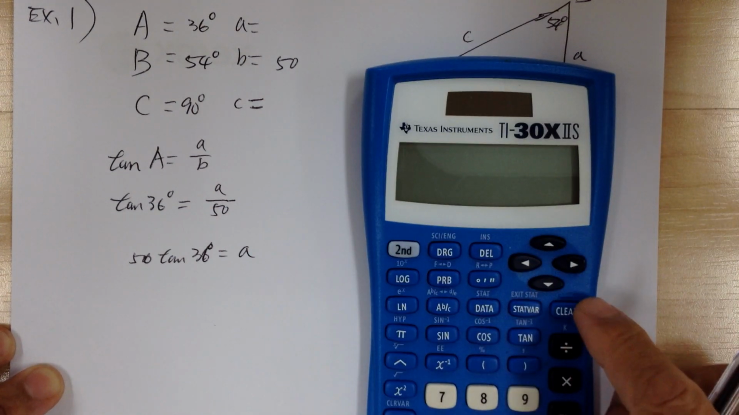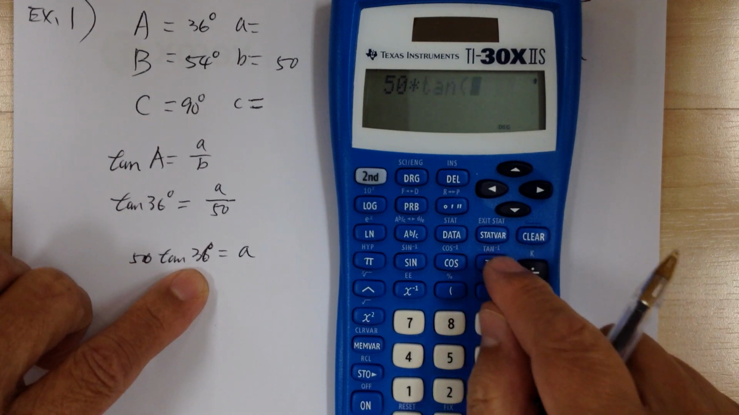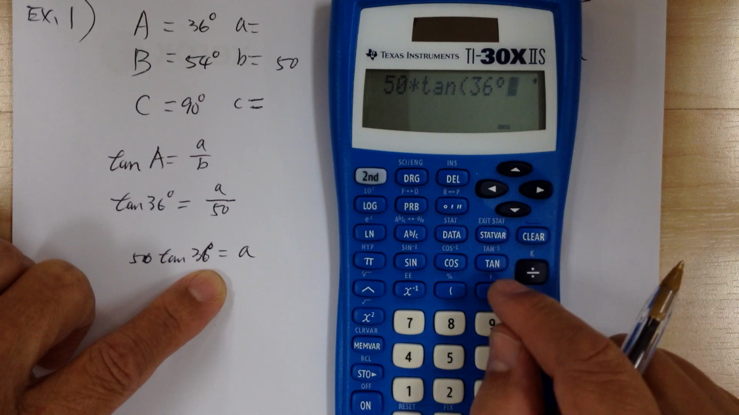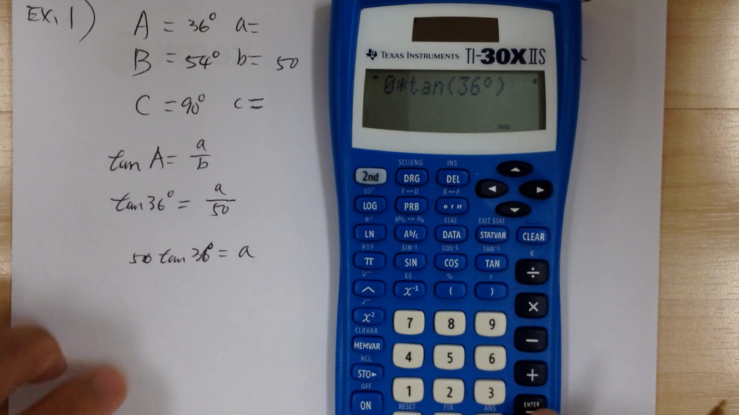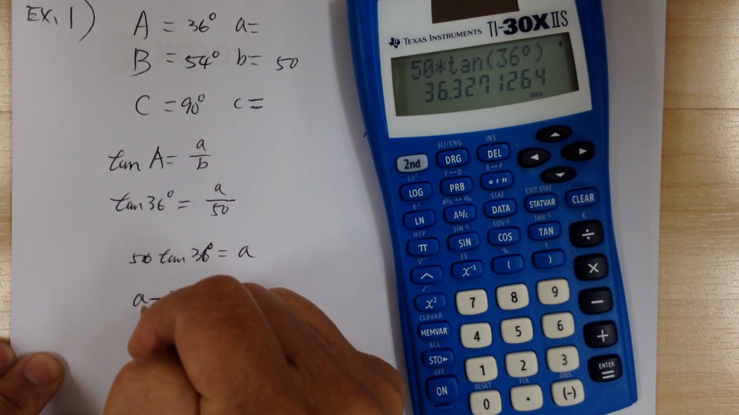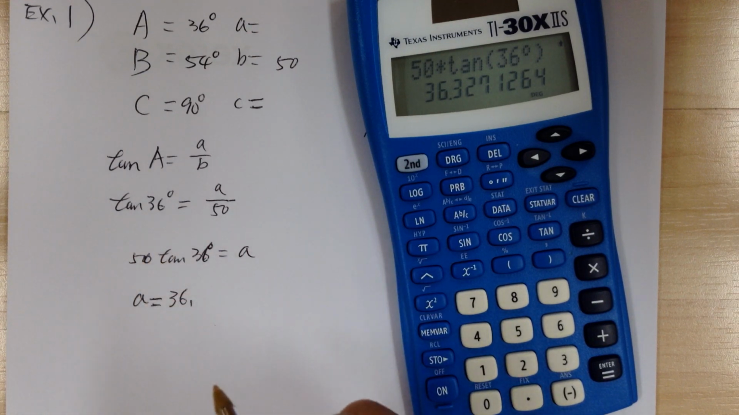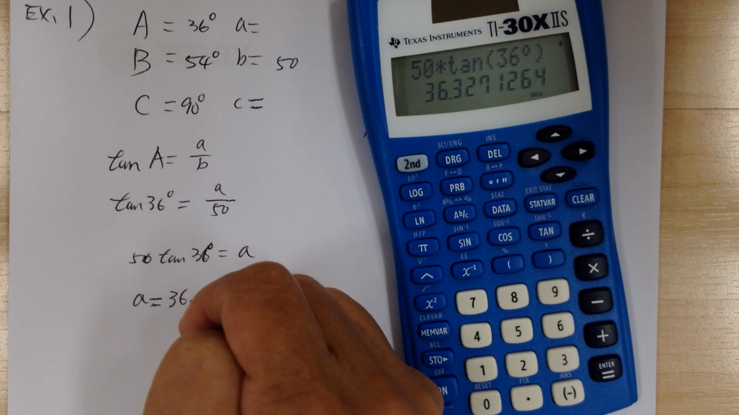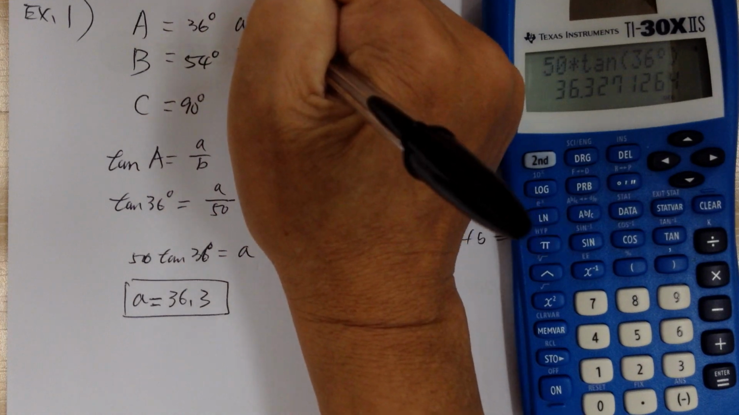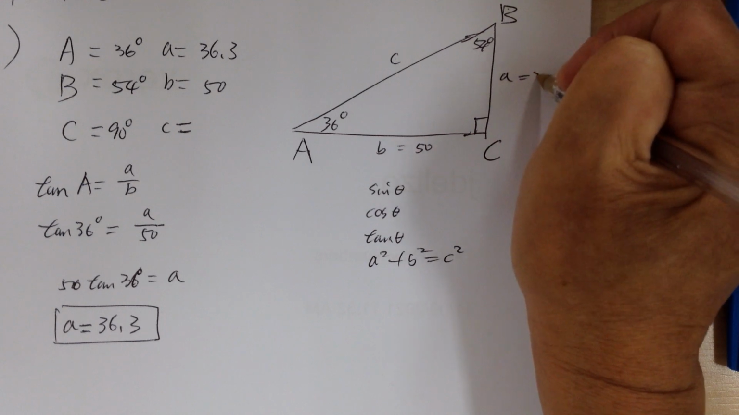So get your calculator, and you go 50 times tangent 36 degrees. Make sure you close out your parentheses and push equal. So a equals 36 point something. Here you follow the decimal, and you want to get to 1 decimal place, so it would be 36.3. Whatever you have, you put over here. Now you get the a.